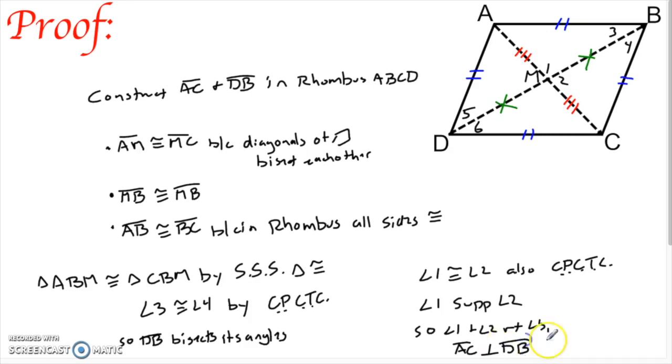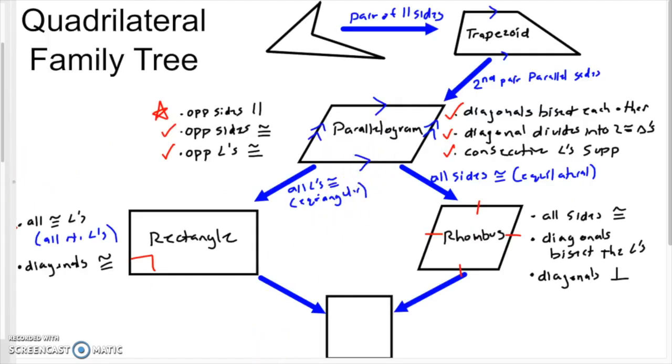So the fact that the four sides are congruent in a rhombus allows us to do all of these triangles side, side, side congruent, which means that the diagonals are bisecting each of the angles in the rhombus, and it also means that the diagonals always have to be perpendicular to each other. So back to our quadrilateral family tree, we can tick both of those off as proven. Right? So we've proved the diagonals bisect the angles, we proved the diagonals are perpendicular. I won't prove that all sides are congruent because that again is the definition.